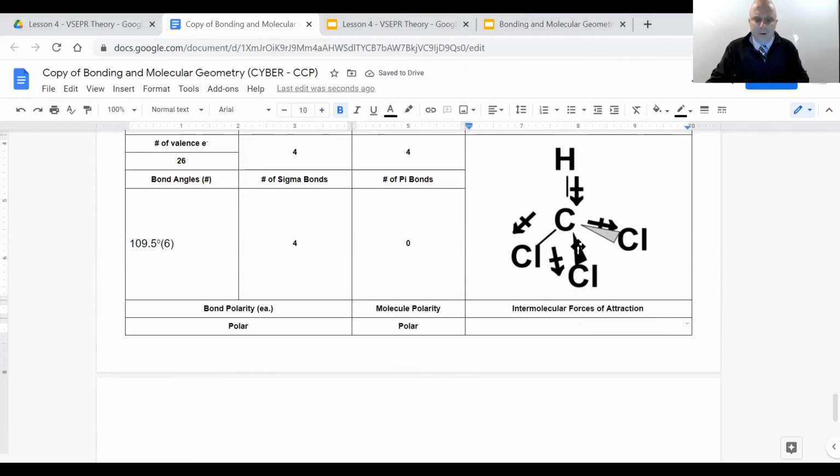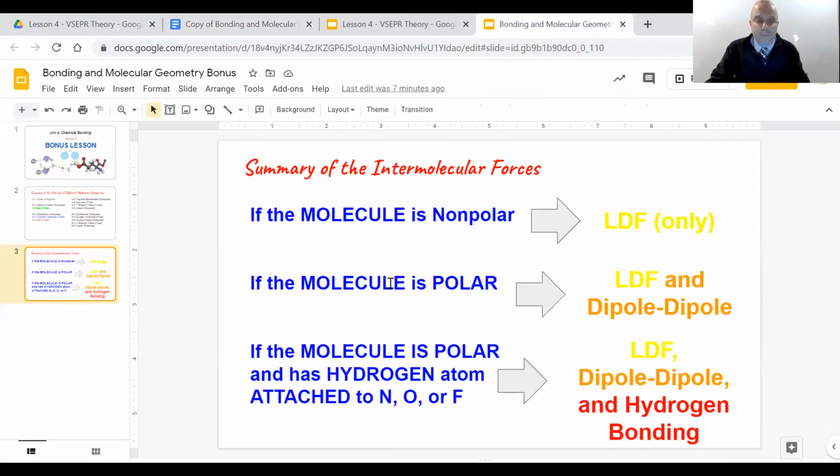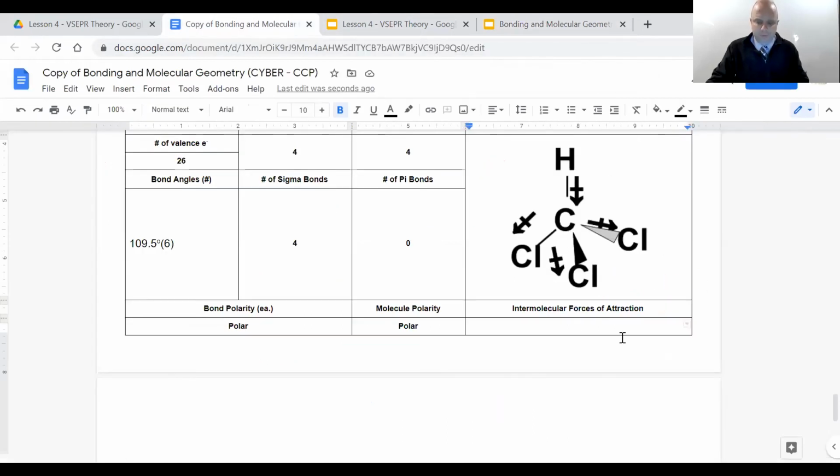And then the last thing that we're going to have here, intermolecular forces of attraction. We do have a hydrogen. It is not connected to N, O, or F. So it is polar, but no hydrogen bonding. So just LDF and dipole-dipole.